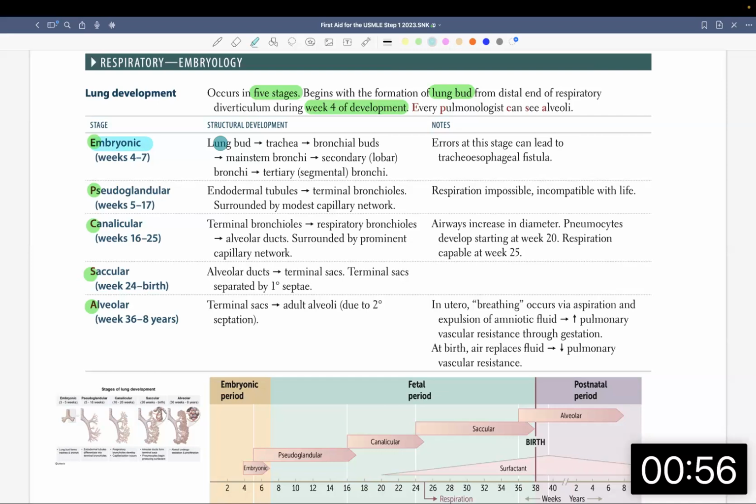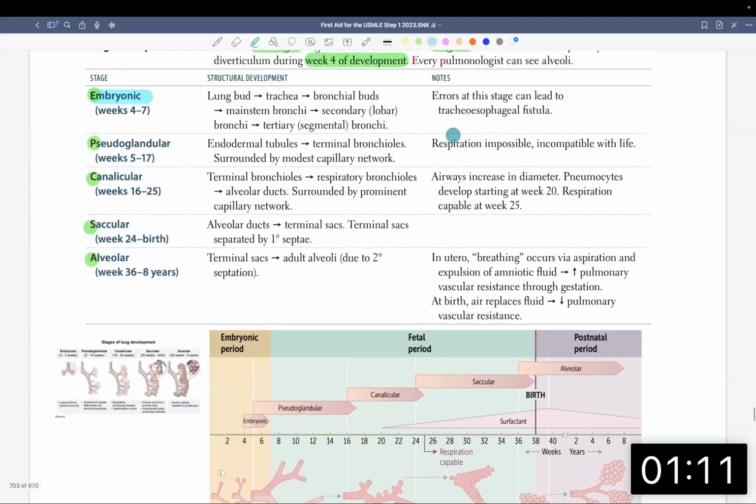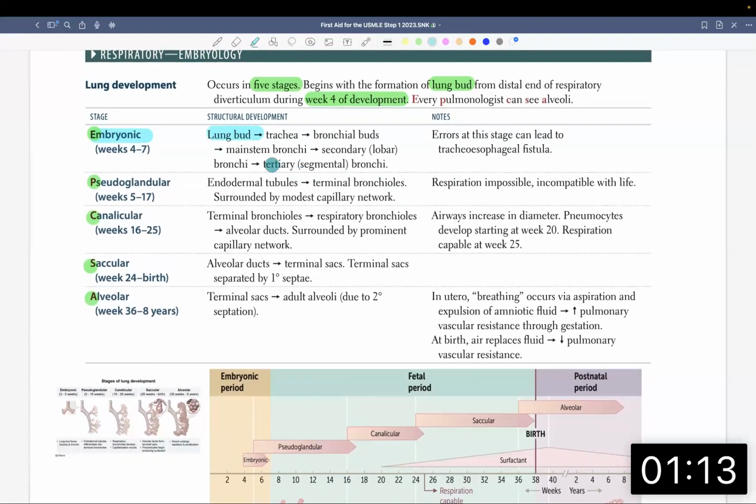Here, what happens? The lung bud, trachea, and bronchial buds differentiate into mainstem bronchi, secondary or lobar bronchi, and tertiary segmental bronchi. So the lung bud up to the terminal segmental bronchi is formed. Errors at this stage can lead to tracheoesophageal fistula.